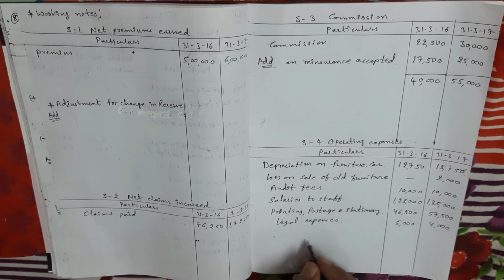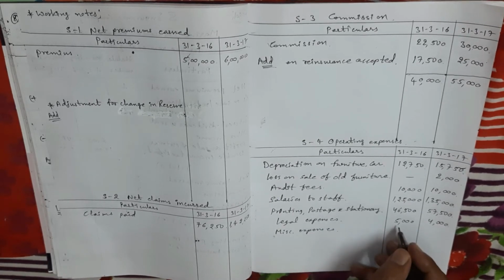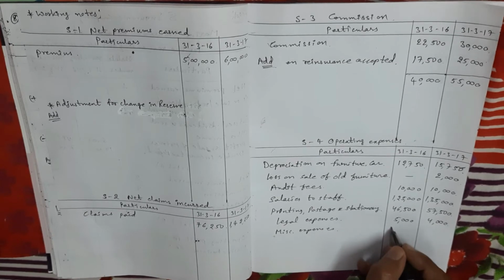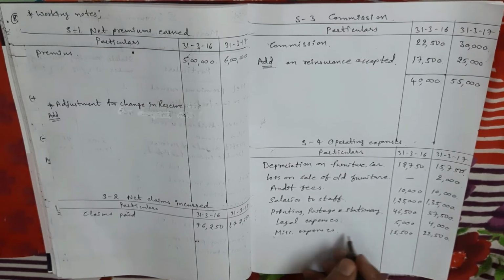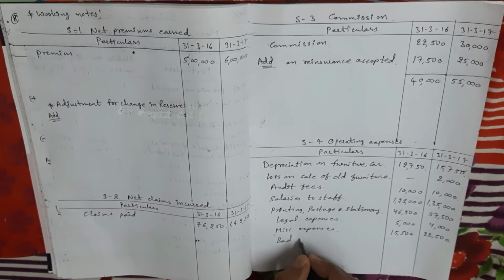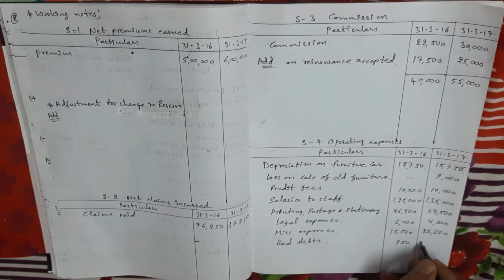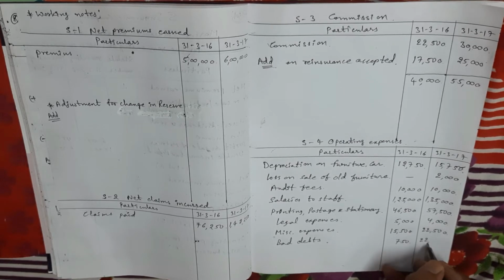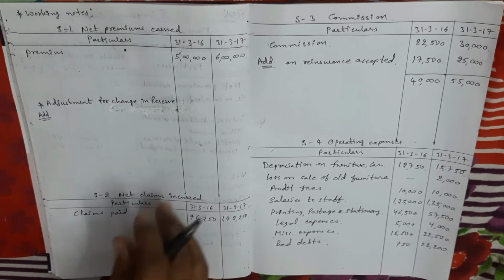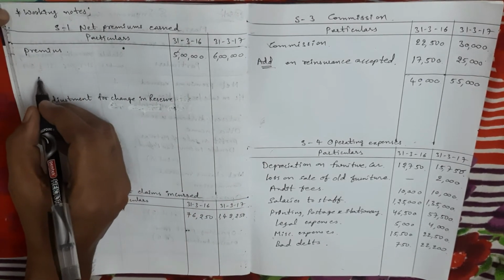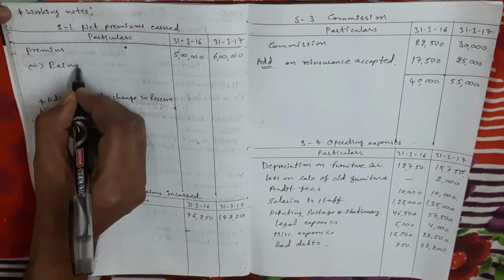Next, miscellaneous expenses, other expenditure. Last year's amount is 15,500 and present year 22,500. Next, bad debts. Bad debts also come in schedule number 4. Last year's bad debts 750, present year's bad debts 22,200. Next, reinsurance premium. Reinsurance premium we adjust to premium. In the premium schedule we have to subtract reinsurance.